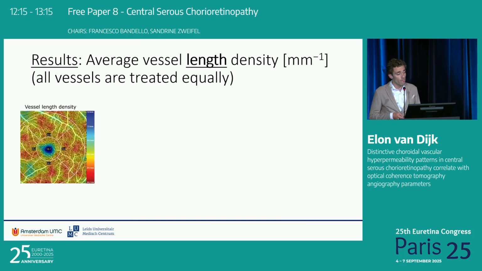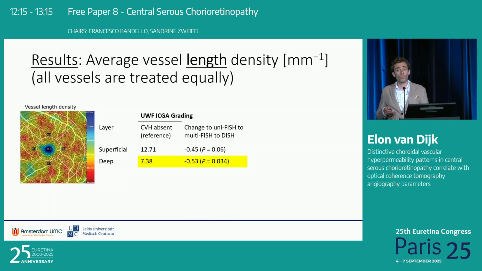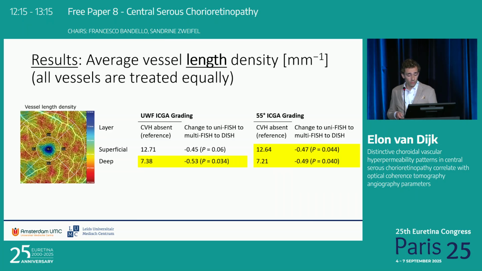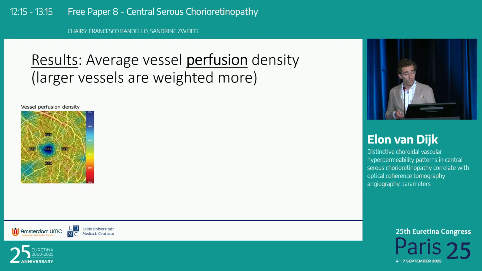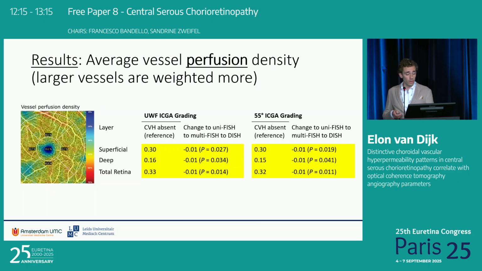We looked at the average vessel length density on the OCTA and found that when there are more signs of chronicity, the length of the vessels decreased, both on the ultra-wide field and the 55-degree ICGA. We saw a similar pattern in the average vessel perfusion density: the more chronicity we found on ICGA, the lower the vessel perfusion density was.